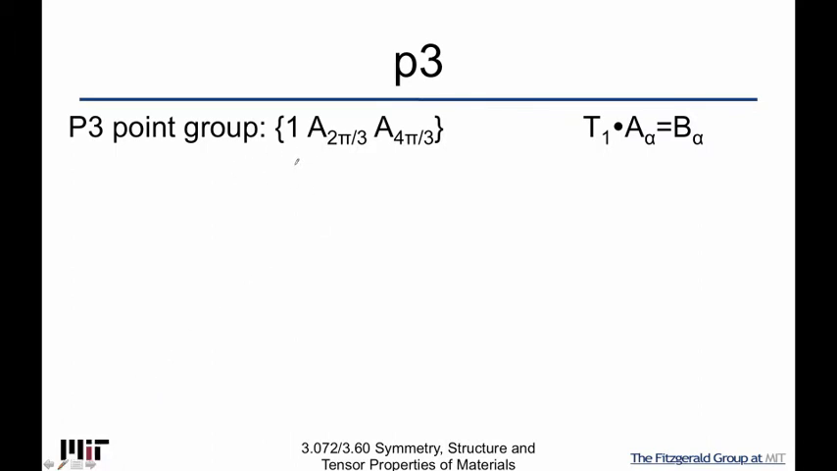So here we have our P3 point group with the identity element and 120 degrees and 240 degrees, and then our new theorem that said that when I put a point group from a rotation onto a point inside a lattice with T1, I end up with other equivalent symmetry elements, rotations, somewhere else. So let's draw our P3 lattice.